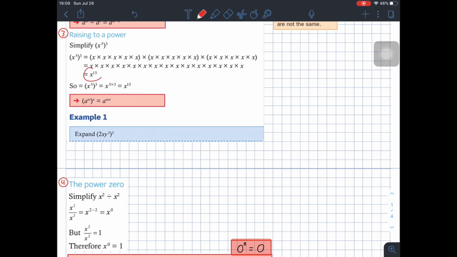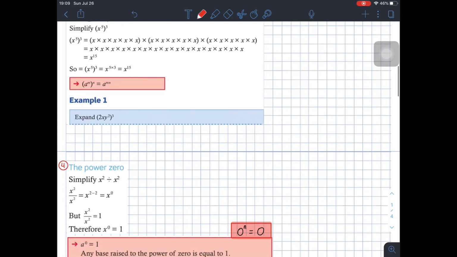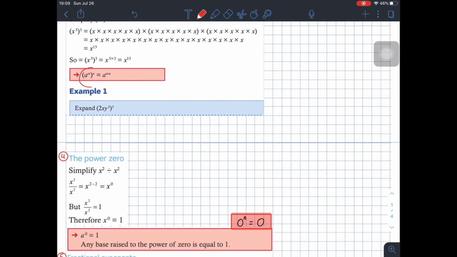So the result is x to the power of 15. If we have x to the fifth power to the cube power again, then we multiply the exponents and we get x to the power of 15. So as a general rule, a to the power of m to the power of n is equal to a to the power of m times n.